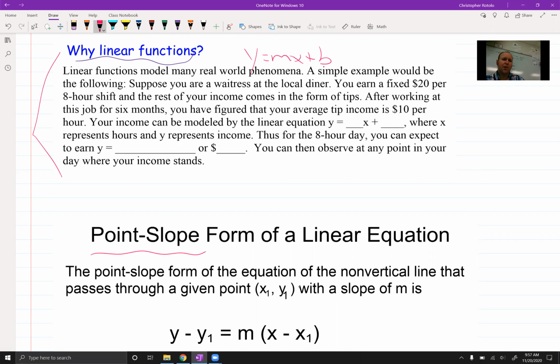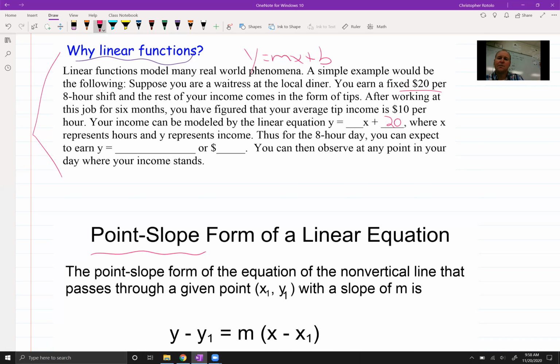Let's read through this big old problem. Linear functions model many real-world phenomena. All right, a simple example would be the following, right? So if you work at the local diner, you have a fixed rate, right? You get $20 for an 8-hour shift. Well, that's not going to change. So that's going to be my y-intercept. So if I go in to waiter or waitress, I get $20 to stay there for 8 hours.